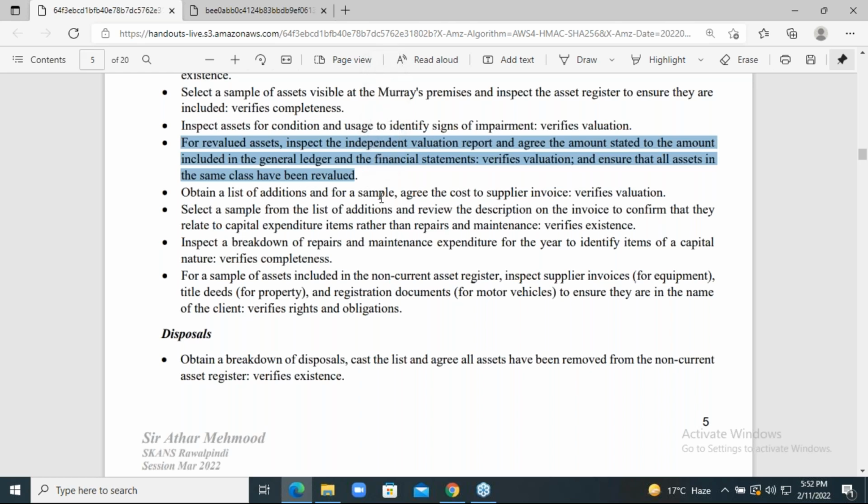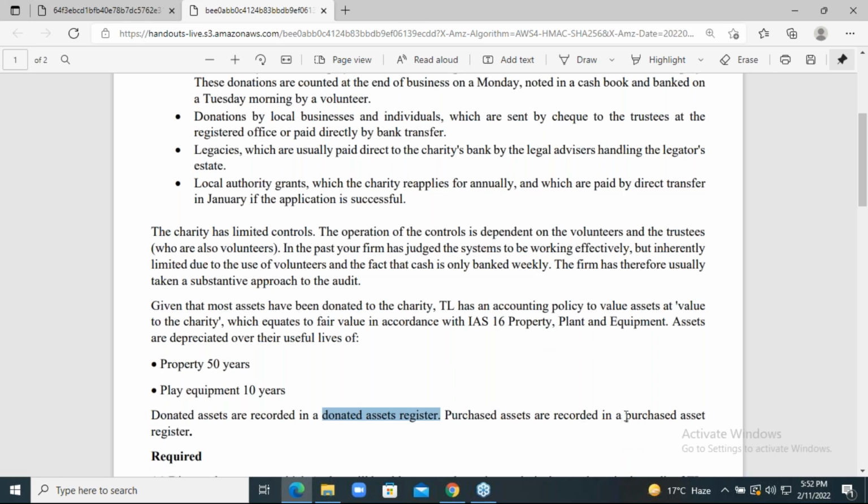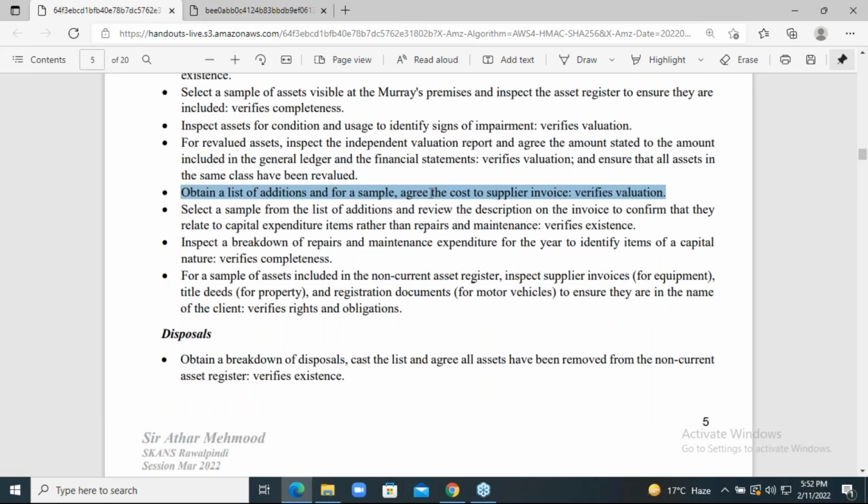Obtain a list of additions for a sample and agree the cost to supplier invoice. Yes, this is relevant, and this procedure is relevant especially to the purchased assets, the assets that have been purchased, like play equipment or property. So it must be reconciled with the supplier invoice. Now, yes, you can do that. So this procedure can be copy pasted.